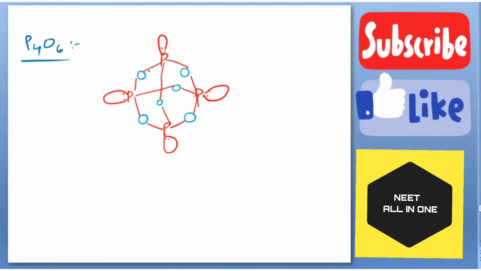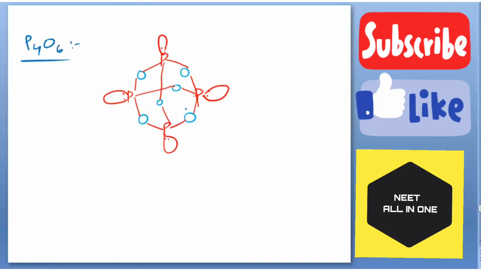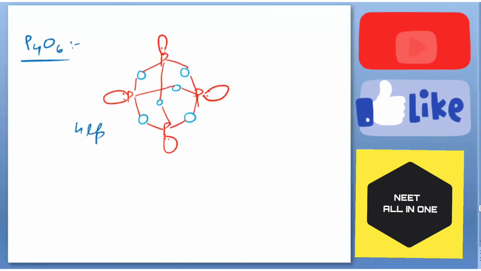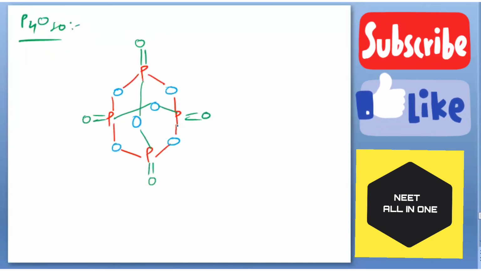Two of the most important structures. Okay. So as you can see here, this is the structure of P4O6. Now in NEET questions, they ask you how many lone pairs are there on phosphorus in total. So as you can see, 1, 2, 3, 4 lone pairs are present. So 4 lone pairs in total. They just ask you this question. Okay. So in case of P4O10, as you can see, the lone pairs are bonded with O atoms. So here no lone pair is present.